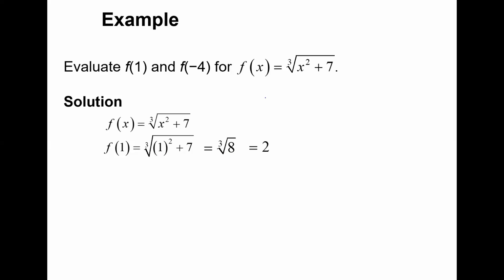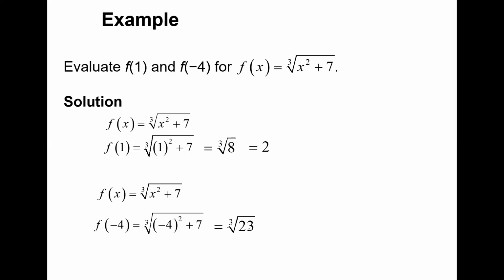How about negative 4? Well, negative 4, the whole thing squared is 16, plus our 7 is going to be 23. And again, they don't want us to evaluate to a specific decimal, so we'll leave it as an exact answer of the cube root of 23. All right, let's stop there and come back for some more.